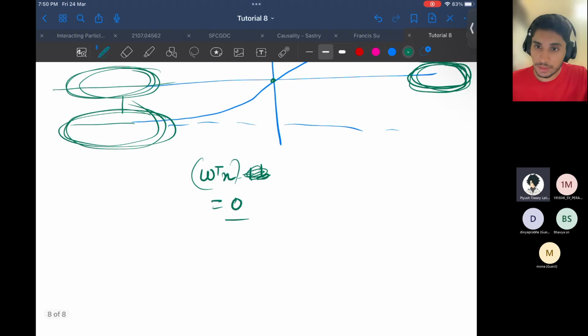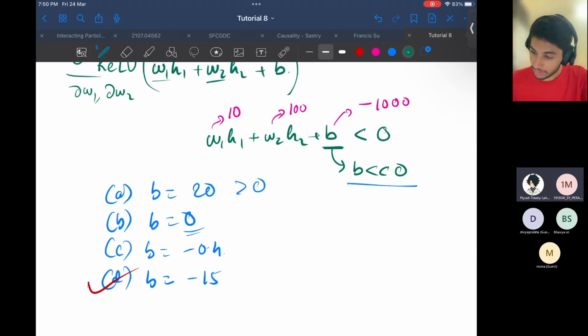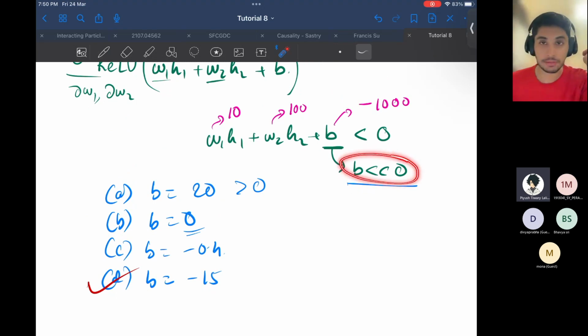So Manaswini is asking why not b equal to minus 0.4. Can you clarify it more? I didn't get your point. Yeah, so in the previous question, b should be very small, right? So minus 0.4, why not? So b should not be very small. b should be very negative.